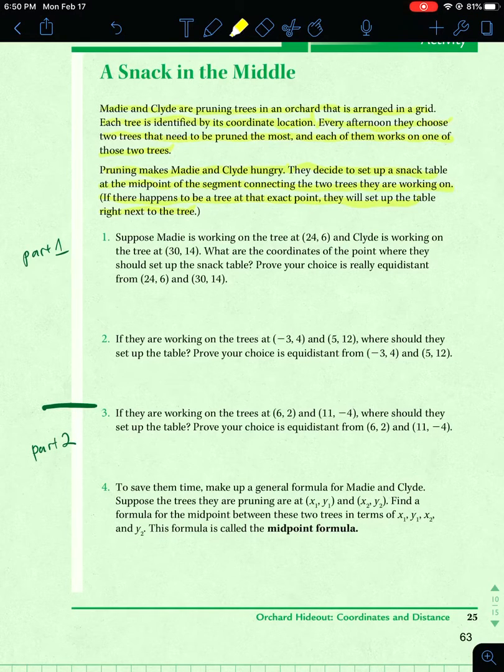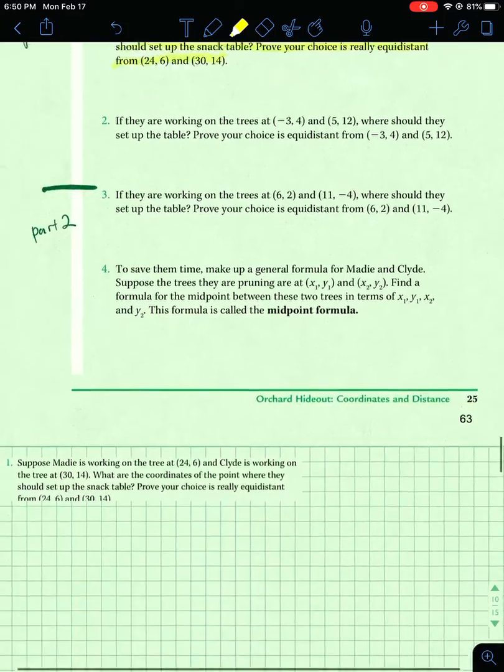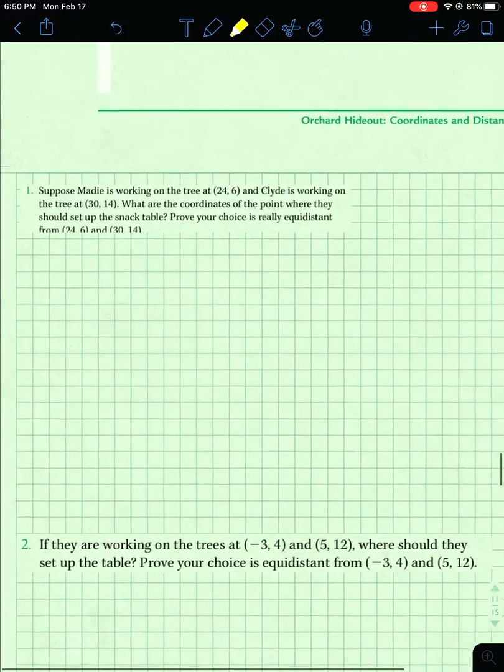They're both really lazy, so they want to put it exactly in the middle between the two of them. Suppose Maddie is working on a tree at these coordinates, 24 and 6, and Clyde is working on a tree at 30 and 14. What are the coordinates of the point where they should set up the snack table? Prove your choice is really equidistant from both. Okay, so down here in this sheet, I've copied it down.